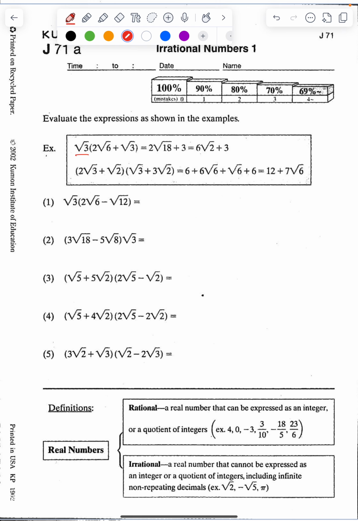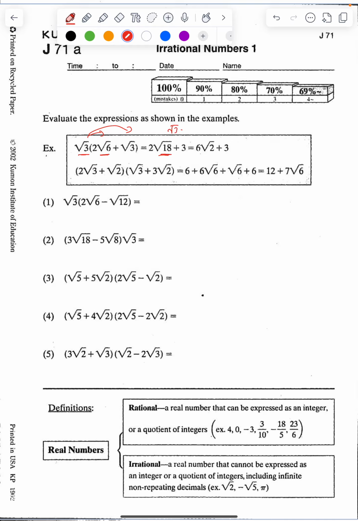We have the square root of 3 times 2 root 6 plus root 3. Okay, so in this case over here, we're multiplying it out. So the root 3 times the 2 root 6, again, you cannot use the 3 to directly multiply the 2. You have to multiply within the radical signs, which means that 3 times 6 will be 18. And then the root 3 times root 3.